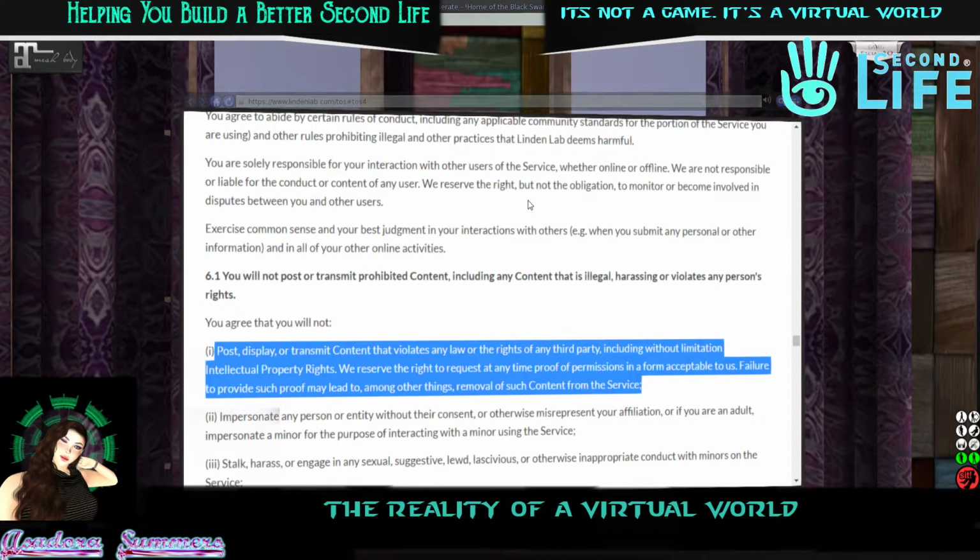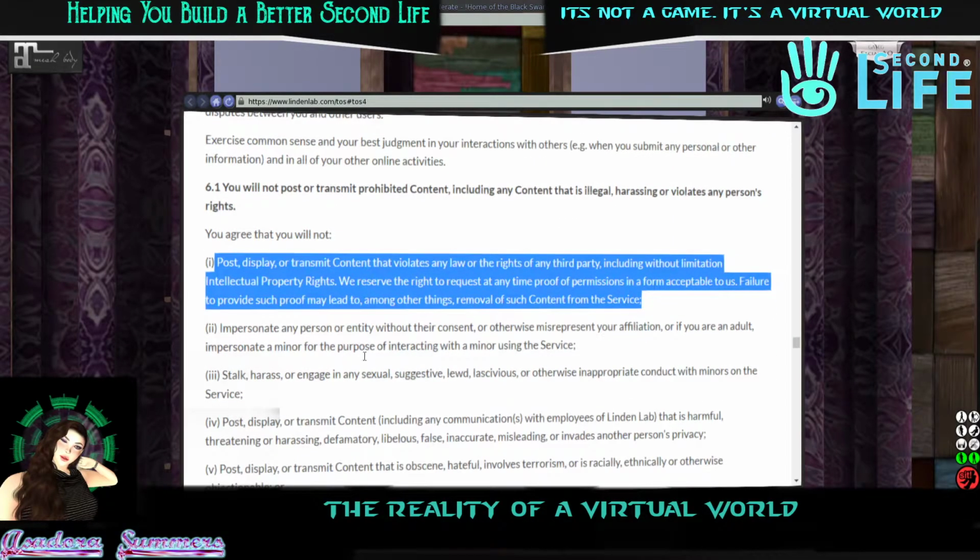They will only get involved when it directly affects Linden Lab's right to use your content. But if it's content between you and someone else, then Linden Lab will only get involved if it serves them. But if it doesn't, they'll be like, yep, sorry, can't do anything about it. Y'all got to go to court. Okay, so next.